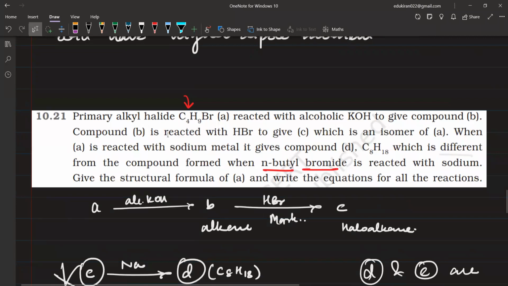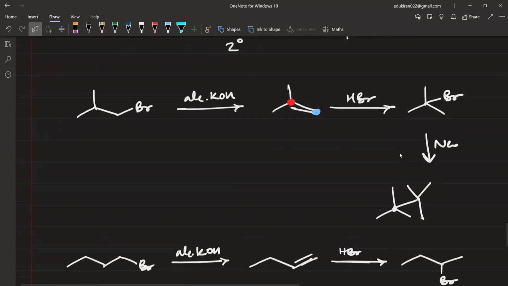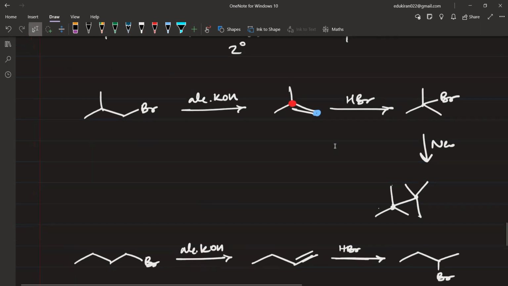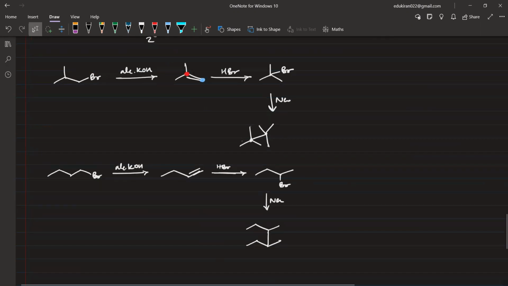When N-butyl bromide is reacted with sodium, give the structural formula A and write the equation for all the reactions. Reacted with alcoholic KOH to give formula B. Compound B reacts with HBr to give C, which is an isomer of A. When A is reacted with sodium, it will give compound D, C8H18. Write both of these pathways.